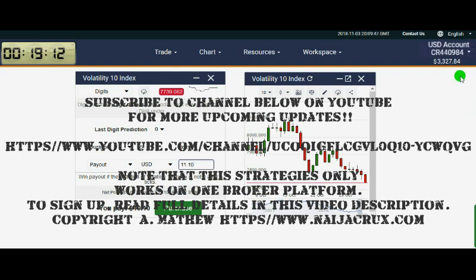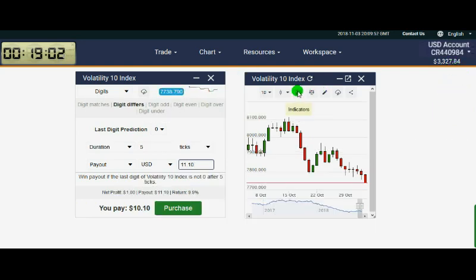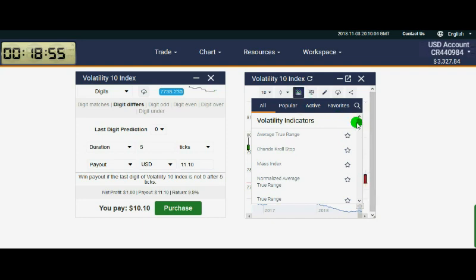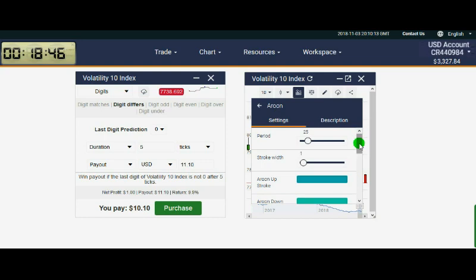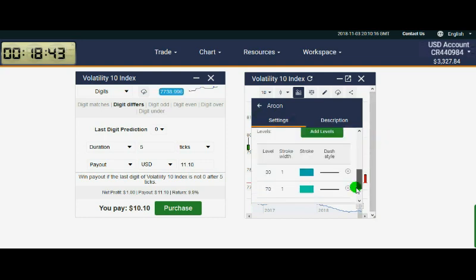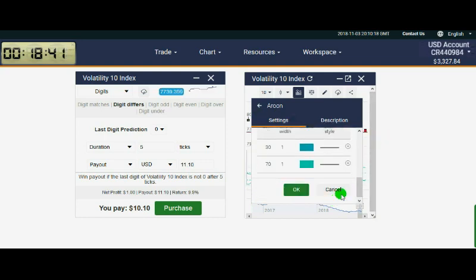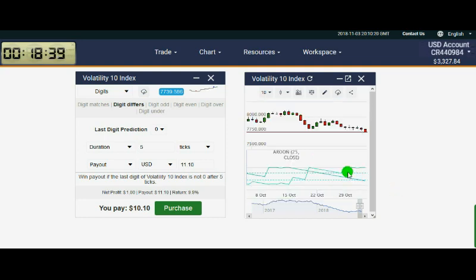So as you can see, the balance at the moment we have is $3,327.84. So here we are going to change the indicator to Aaron from this candlestick. I'm going to indicator, and I'm going to momentum indicator. So I'm going to change this to Aaron. So once you select this, you just click on OK once, then click on cancel.